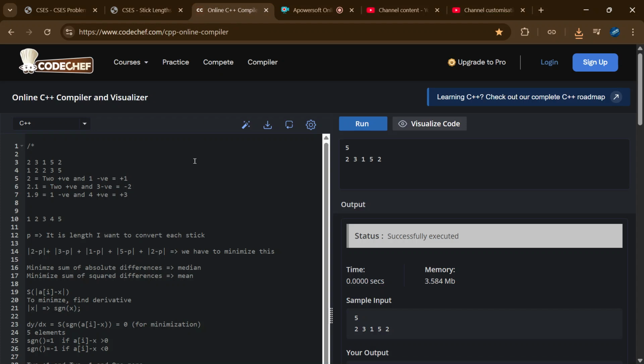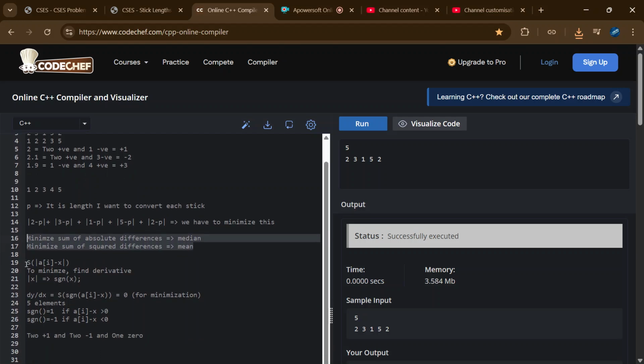So what are the things we have learned? This is the main thing. I have also derived it. You can also prove it for the mean, like how to minimize the sum of the square differences. You can again take the derivative and derive it. And I have done this for the median. So keep in mind these two. Okay, so that's it from my side. Okay, bye.